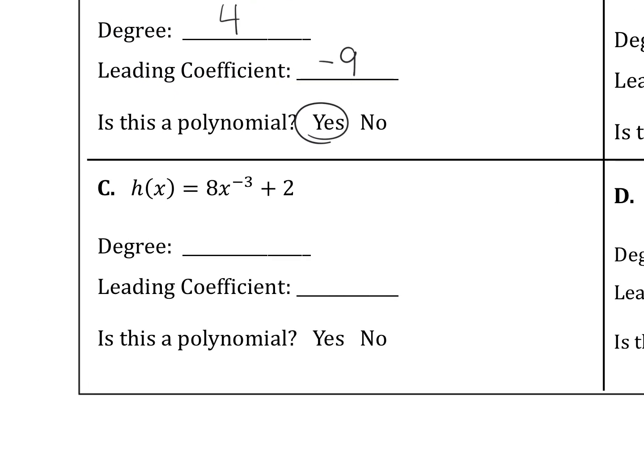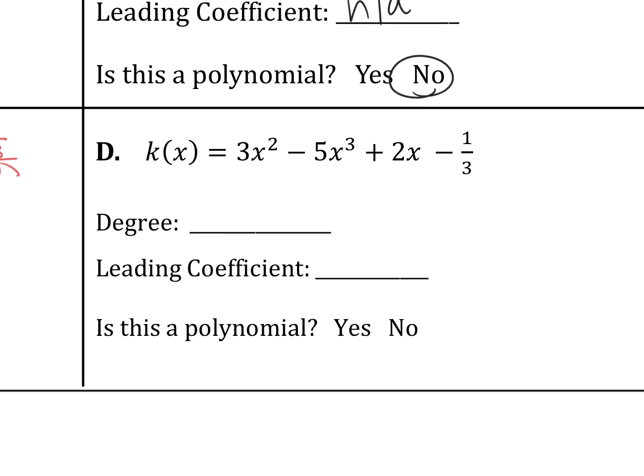Okay. Part C, let's look at these degrees. One of the things I notice here is that this is a negative exponent. We know that polynomials cannot have negative exponents because 8x to the -3 would be like saying 8 times 1 over x to the 3rd, and we can't have variables in the denominator for it to be a polynomial. So we say it's not a polynomial, so therefore we do not have a degree, and neither do we have a leading coefficient because it does not qualify as a polynomial.